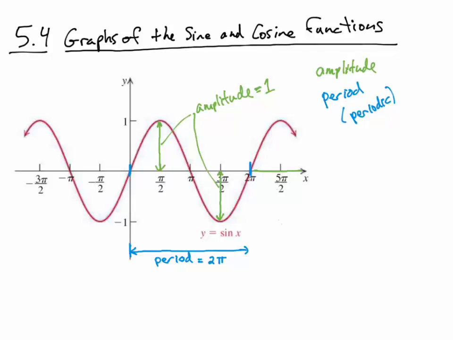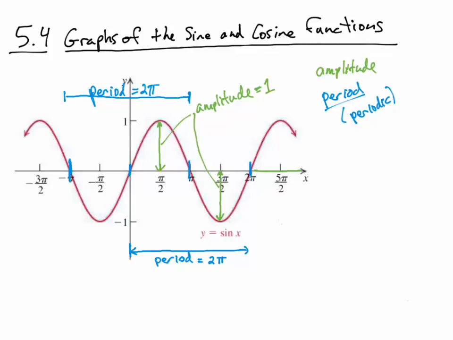Similarly, we could have taken the period starting at negative pi and gone to positive pi, because if we start at negative pi and go to the right, once we hit positive pi, that's when the graph begins to repeat itself. So we could take any position on the sine curve, and once it starts to repeat, that is equal to 1 period length. For this particular graph, the period is always going to equal 2 pi.